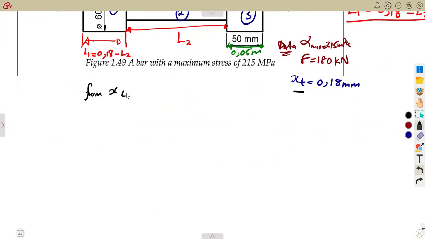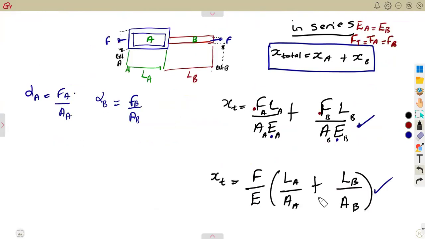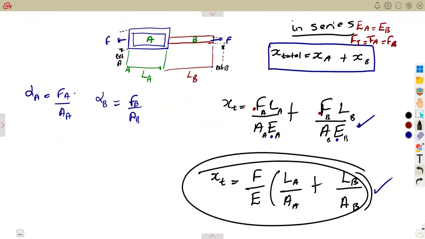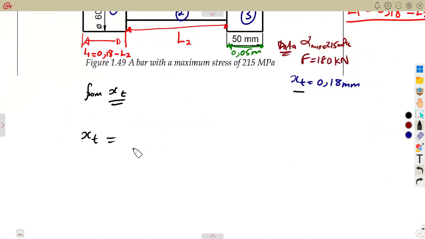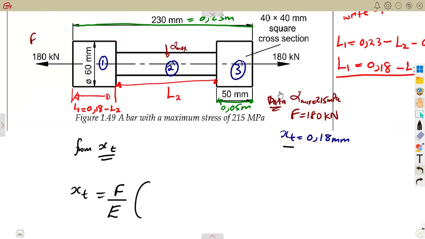From xt, our total extension, we do understand from the previous formula that I stated that we can have it this way. It's up to you, or you can have it this way. So I'm going to use this way as the last one, where we factored out the F over E into what? Since there are three sections, guys, this time, remember this was supposed to be what? I want us to be very careful there.